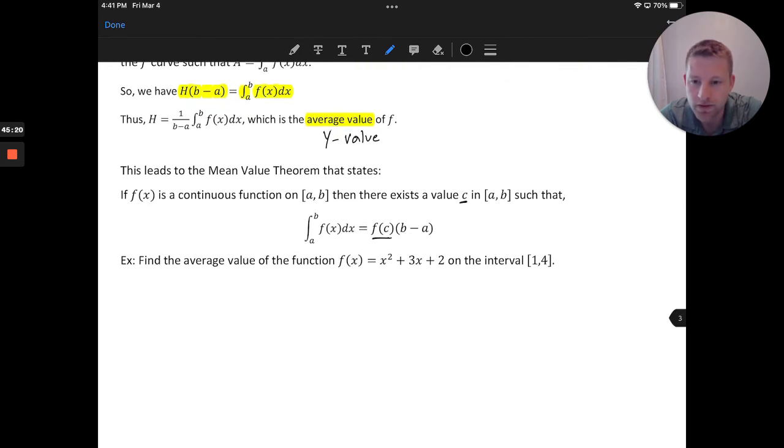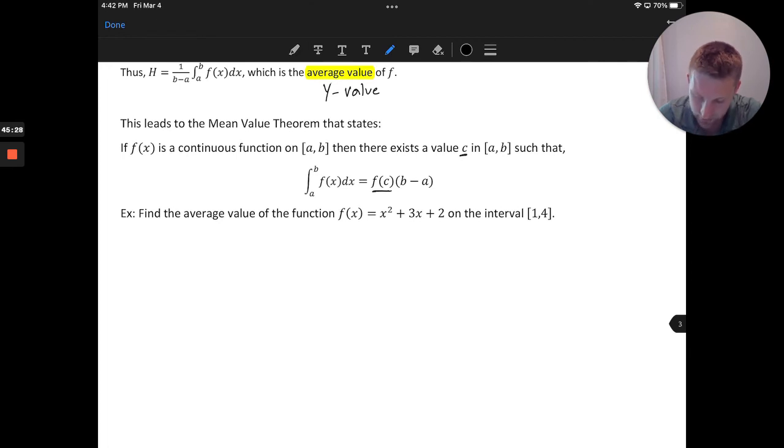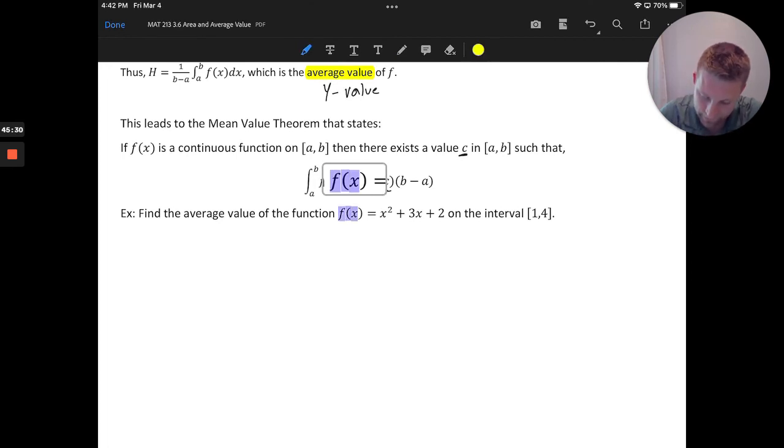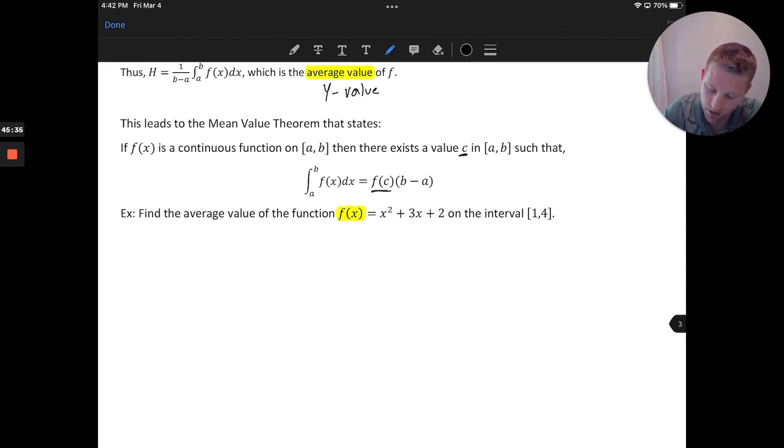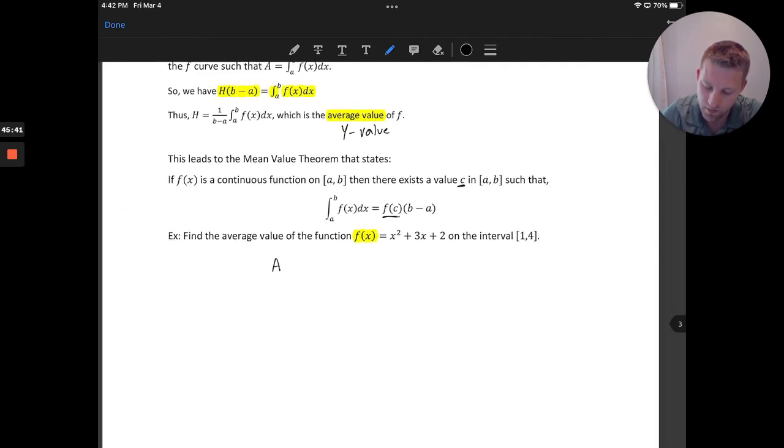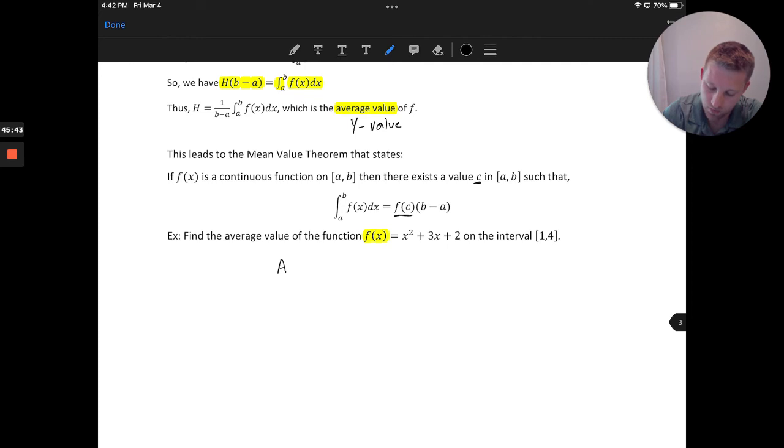So let's go ahead and find our average value here for a given function over the interval 1 to 4. So I'd like to, again, get my average value. So let's go ahead and set this up. We're going to have the average value.